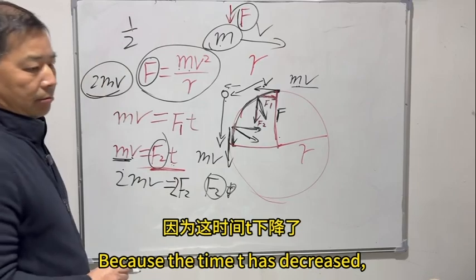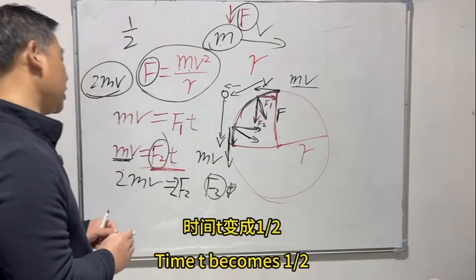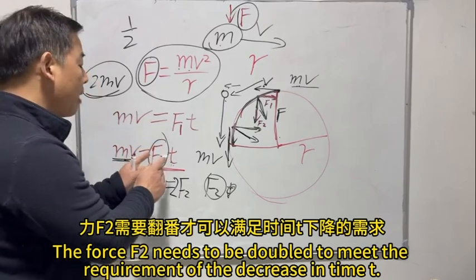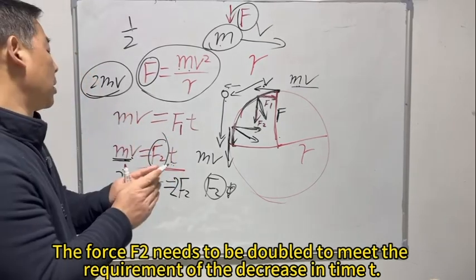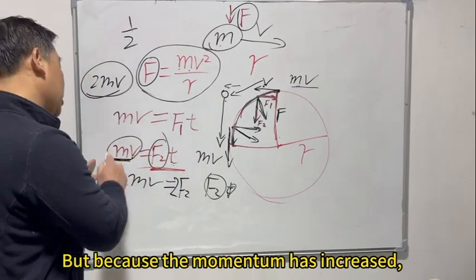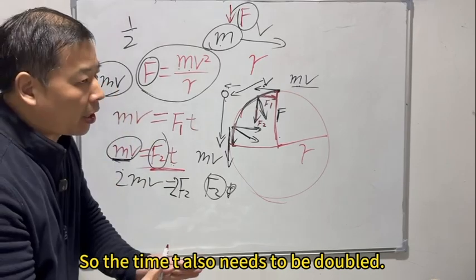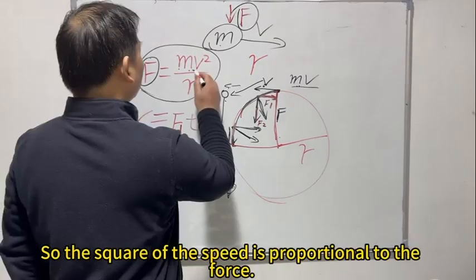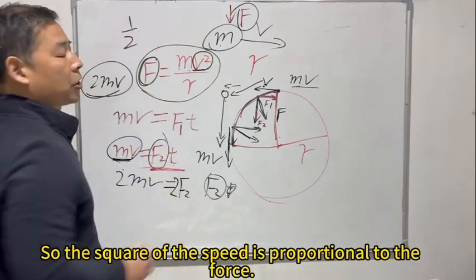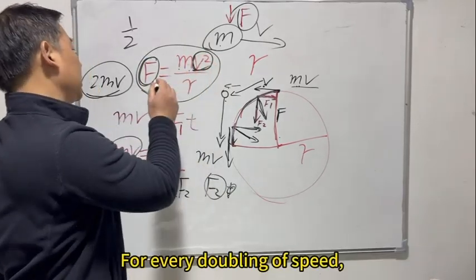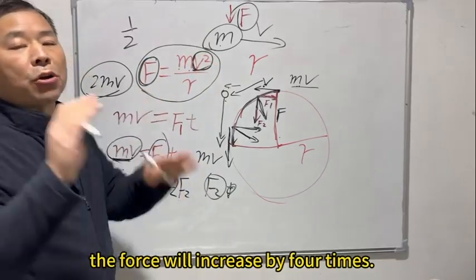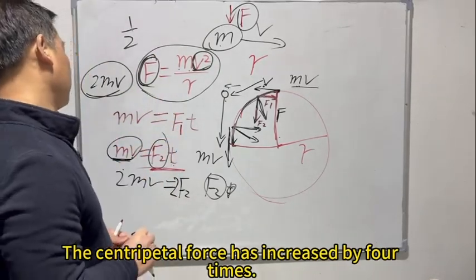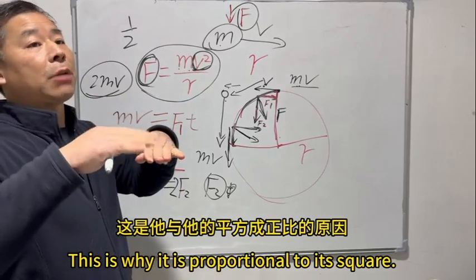Because the time t has become half, the force F2 needs to be doubled to meet the requirement of the decrease in time t. But because the momentum has increased, the force also needs to be doubled. So the total increase is 4 times. So the square of the speed is proportional to the force. For every doubling of speed, the centripetal force will increase by 4 times. This is why it is proportional to the square of the speed.